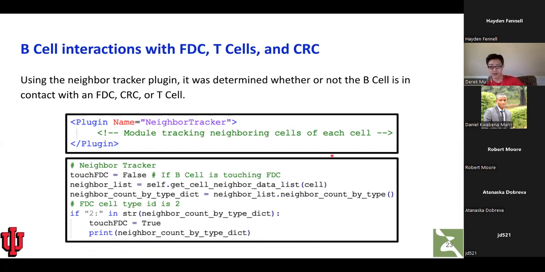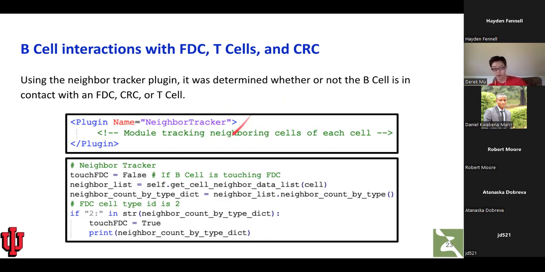So B cells interacting with other cells is very important in order to check for things like antibody affinity and to make decisions on apoptosis or survival, proliferation, et cetera. So using the neighbor tracker plugin, it was determined whether or not the B cell is touching an FTC, a CRC, or a T cell.